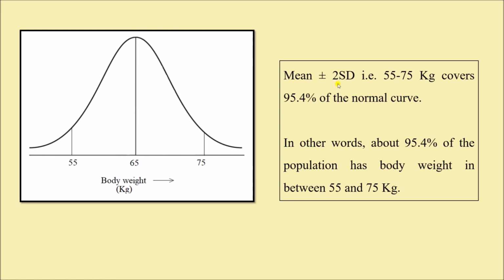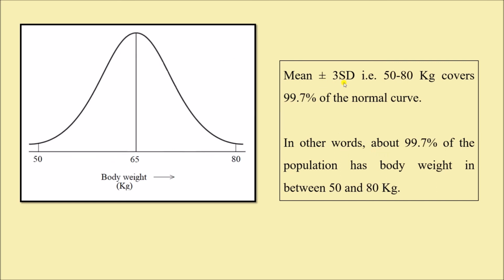What about mean plus minus 2 standard deviation? Here the range is 55 to 75 kg, and this area is actually 95.4% of the normal curve. So now we can say 95.4% of the population has body weight in between 55 to 75 kg. That means mean value plus minus 2 SD on either side covers 95.4% of the whole area of the normal curve.